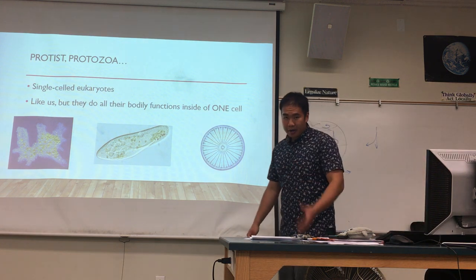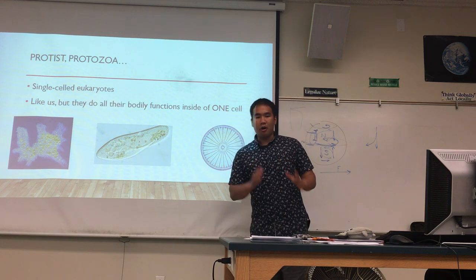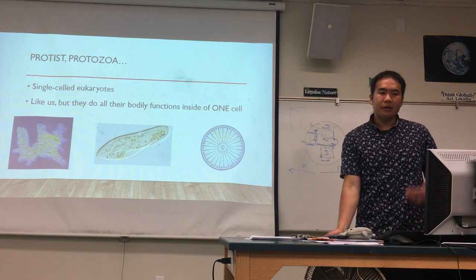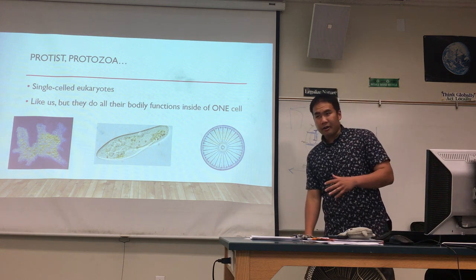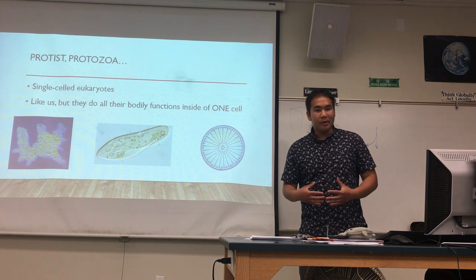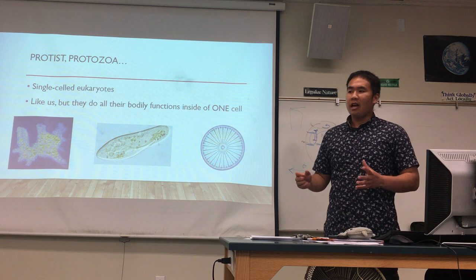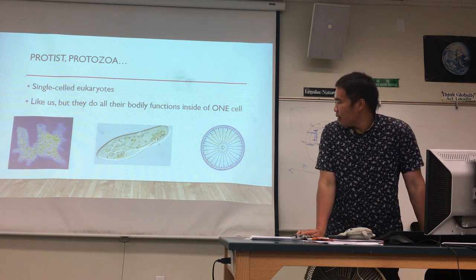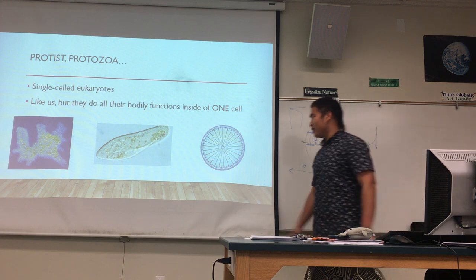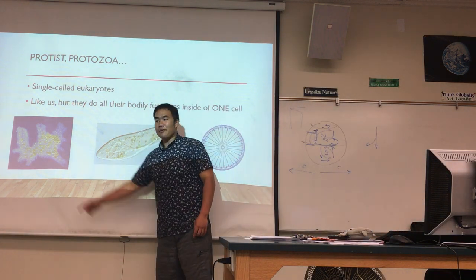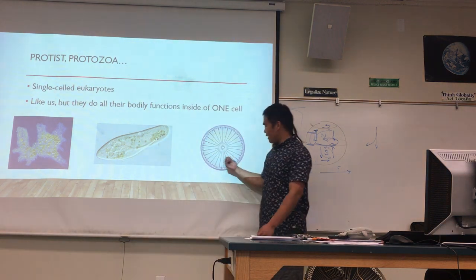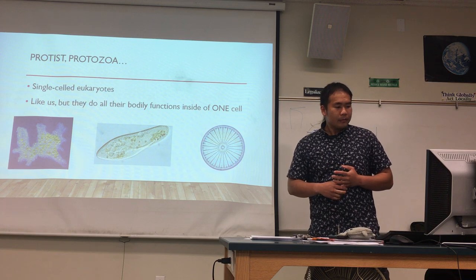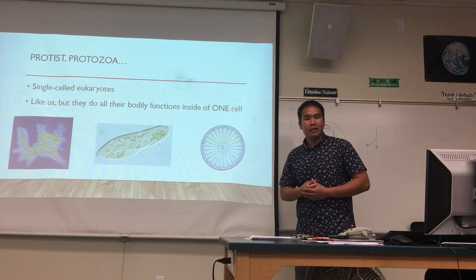A protist is a eukaryote, just like us, but they do all their body functions inside of one cell. It is the group of eukaryotes that are only a single cell, which is crazy, because you're a eukaryote too. You take a trillion cells to do all your body functions, and we have a lot of specialized cells, but it only takes one cell for them. So it's hyper efficient, basically. Here are some examples. This is an amoeba, and this is a paramecium, and this is called a diatom. We heard that one yesterday. We'll talk more about those in a second. So protists are single-celled eukaryotes.